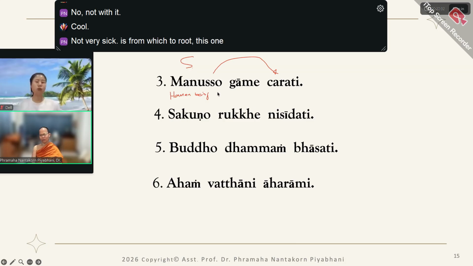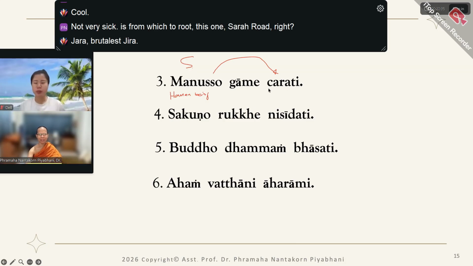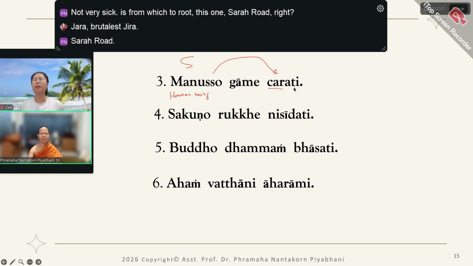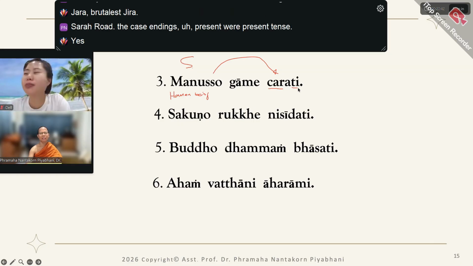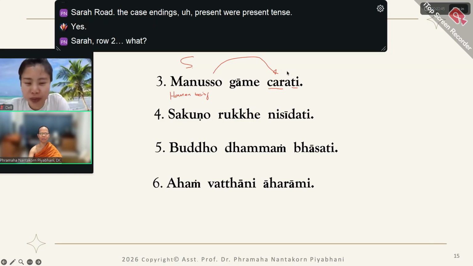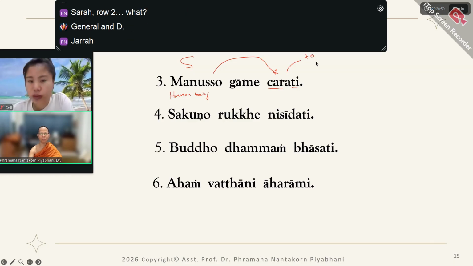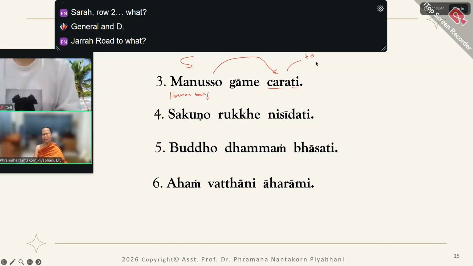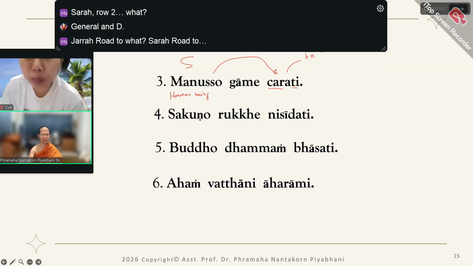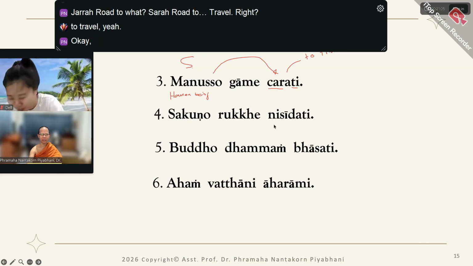Charati is from which root? Jara root. The case endings of the present tense. Jara root means what? Jara root, to travel. Right? To travel. So this one means travel.